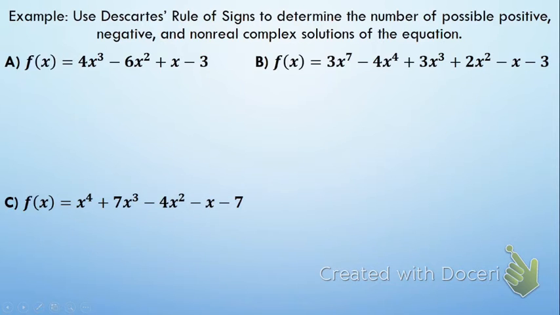4x cubed, is that positive or negative? Positive. So when I look between these two, did the sign change? Yes. It went from being a positive to being a negative. There's a minus right there. So that's one sign change. I have a negative 6x squared, and then it goes to being positive. Is that a sign change? So that's 2. Positive x minus 3, sign change. So there is a max of 3 positive roots.